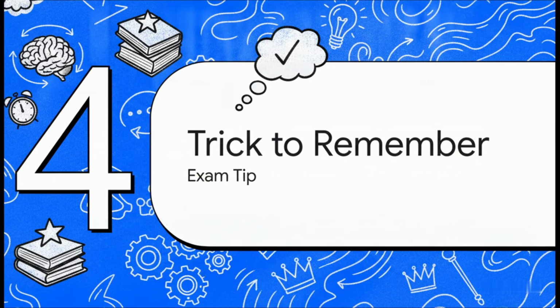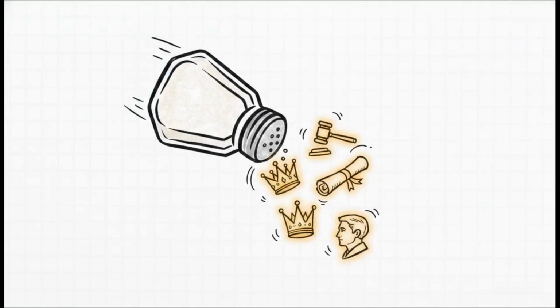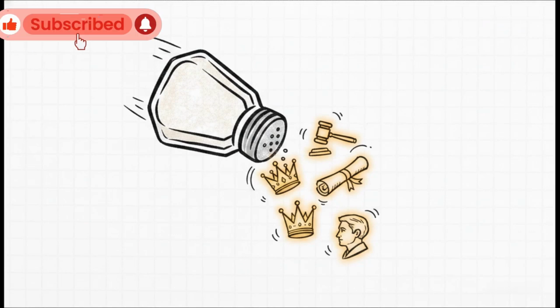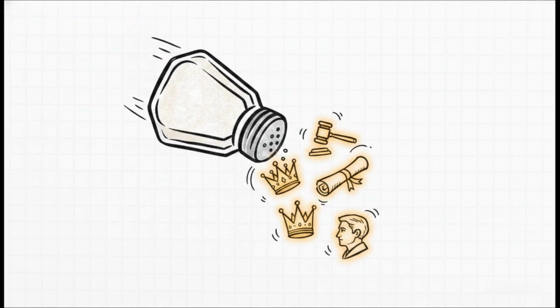Section 4. Trick to remember. Okay, we've covered a lot, so what's the easiest way to remember the core of this chapter for your exams? Use the acronym SALT. S stands for supreme power. That's the absolute core definition of a state's independence. A is for authority, the ultimate right to make and enforce decisions.